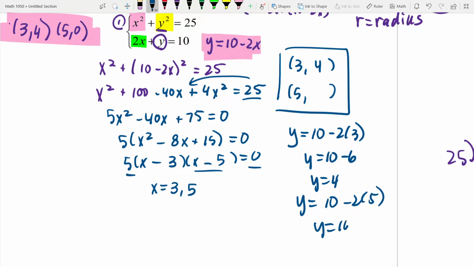That's y equals 10 minus 10, which gives you a 0, and you're done. Okay, same answer graphically and algebraically. Well, of course I'm going to get the same answer. It's the same problem.